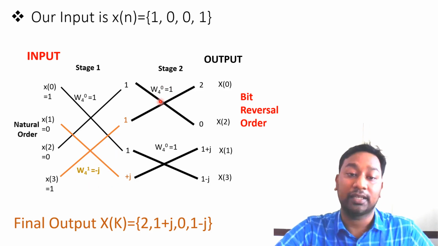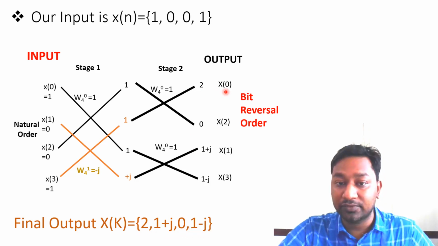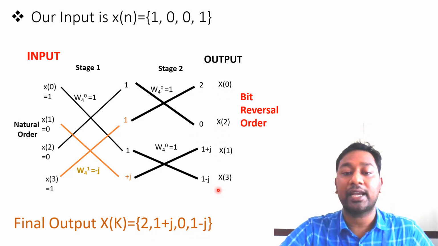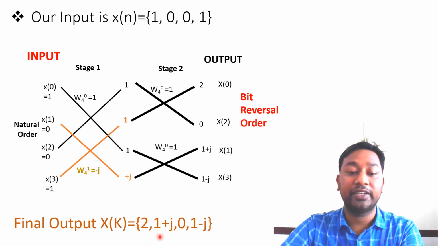If the value is 1, omega 4 to the power 0 is 1, then it is only simple addition and subtraction. 1 plus 1 is 2, 1 minus 1 is 0, 1 plus j and 1 minus j. As we already discussed, the output is in bit reversal order. So the output values are x of 0, x of 2, x of 1 and x of 3. So the final output is x of k equal to 2, 1 plus j, 0, 1 minus j. How? X of 0, x of 1, x of 2 and x of 3. So that is the final result for our input x of n. The DFT is 2, 1 plus j, 0, 1 minus j using the simple calculation.